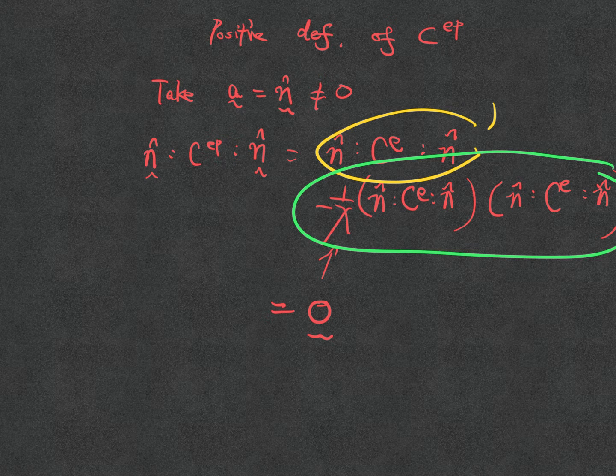Okay, so what does that mean? Sorry, 0 is actually just a scalar. Okay, so what does that mean? So the consequence is that C^ep is not positive definite for perfect plasticity.